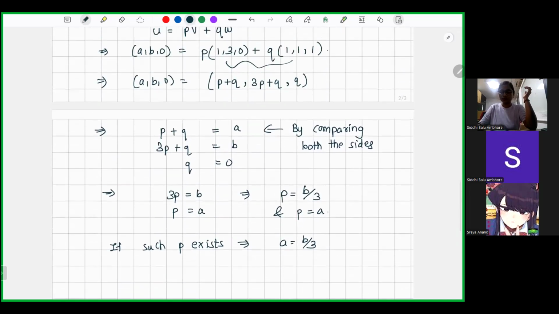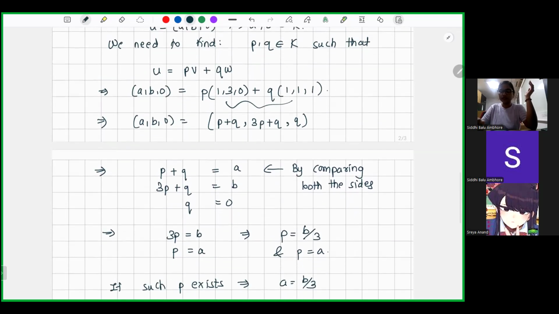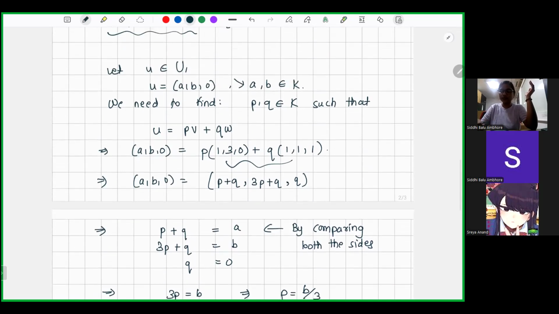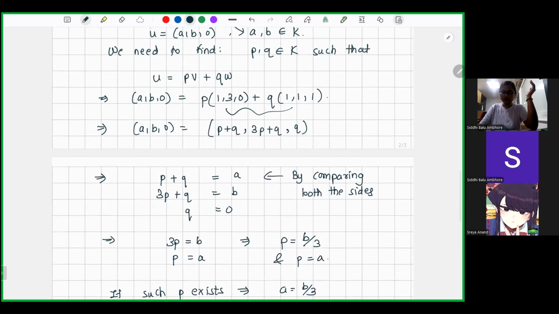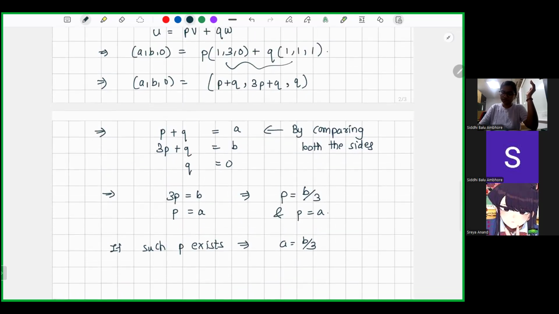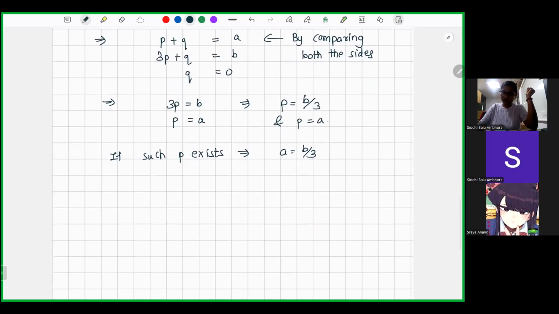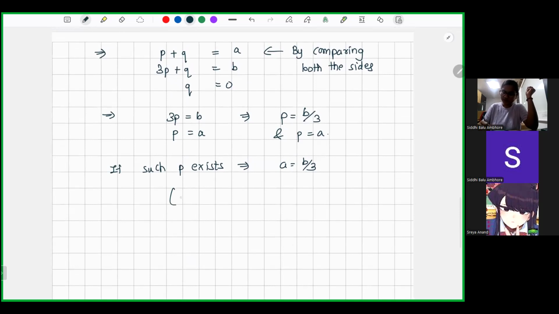So what I'm saying is, if such elements exist, then it will be of this form. So what they are saying is Q will be 0 and P needs to be one of these. So all the elements are of this form: P, 3P, 0, because my original element was this U here. So U is of this form.